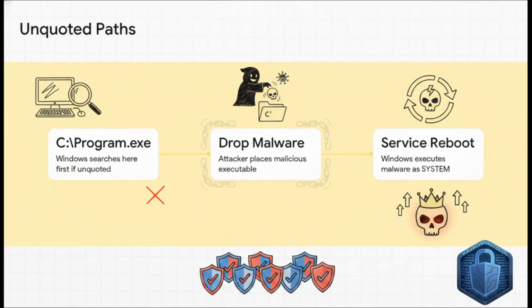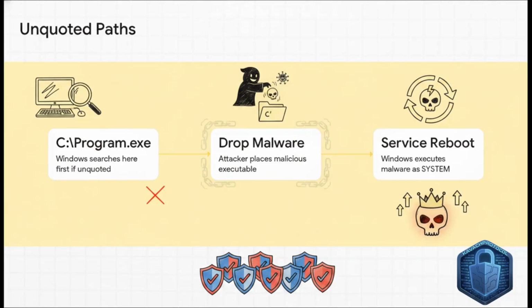Let's look at the absolute biggest offender: unquoted service paths. It sounds technical, but the concept is surprisingly simple. When a service is configured to run an executable, but the path to that executable has spaces in it and isn't wrapped in quotation marks, Windows gets confused. It treats those spaces as delimiters.